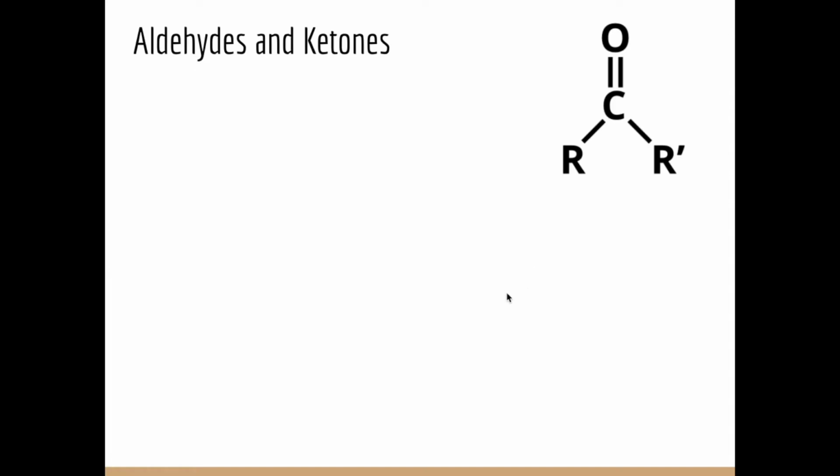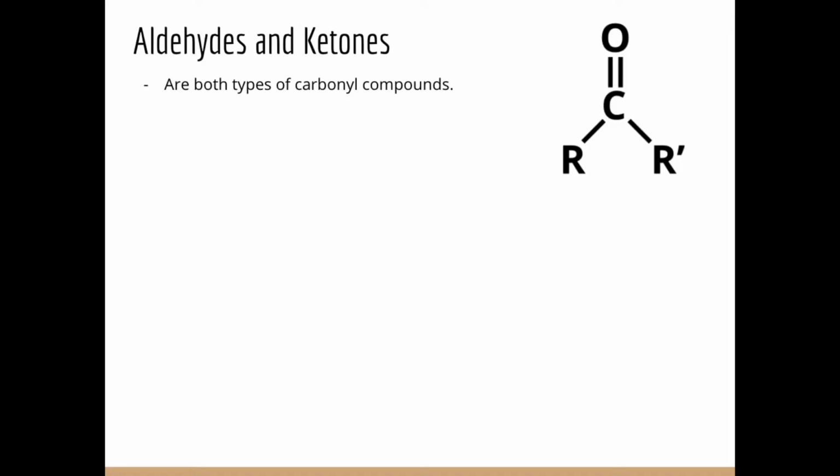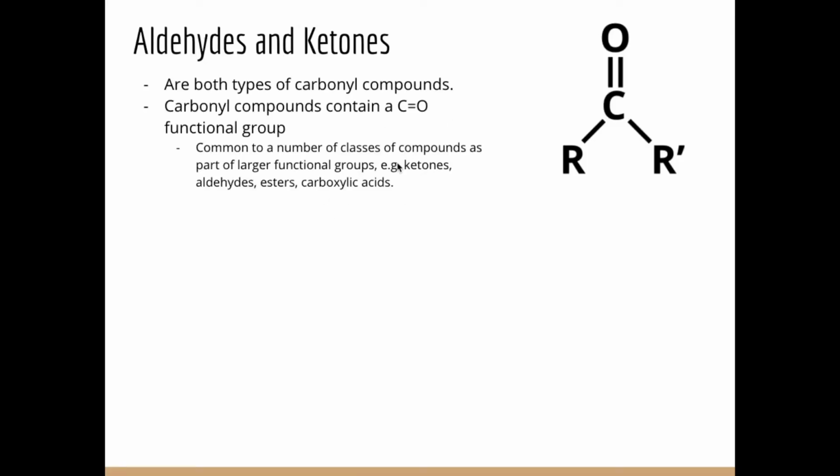Aldehydes and ketones are a functional group, and they both can be categorized more generally as a carbonyl compound. A carbonyl compound is something that contains a carbon double bonded to an oxygen. So there's a number of compounds that we can classify as a carbonyl compound. These include the aldehydes and ketones we'll be looking at today, but also carboxylic acids, esters, and a few others.